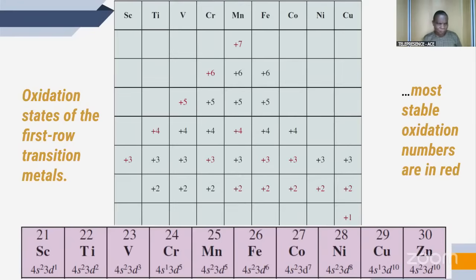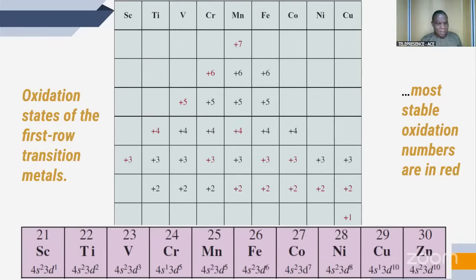Now, when the two 4s electrons are lost, you have a +2 oxidation state. As it is here, scandium is 21, and when the 4s electrons are lost, scandium +2 has an electronic configuration of 3d1. When the 4s electrons are lost in titanium, you have titanium +2, and the configuration is argon 3d2.